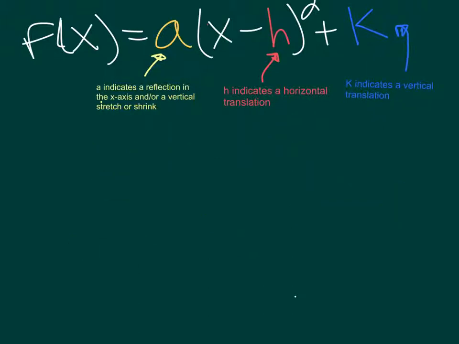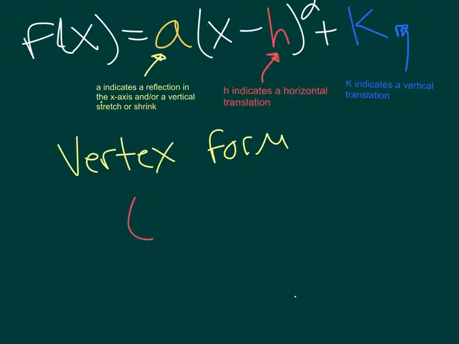Now you might ask yourself, well, what do we call this? What form is this in? What is it? The parabola form? Is it the quadratic form? No, it's the vertex form. And the reason it's called the vertex form is because the h and the k is your vertex.